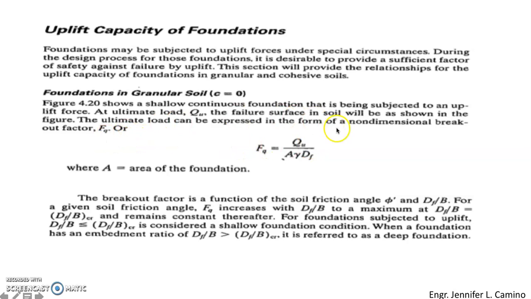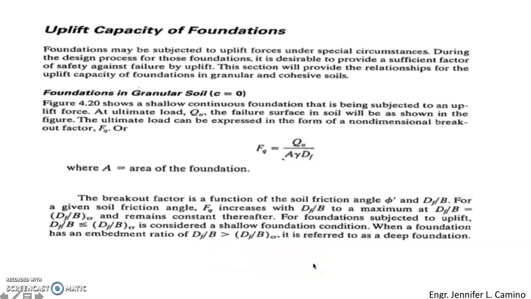For this, the ultimate load can be expressed in the form of a non-dimensional breakout factor denoted by F sub q, and this is the formula. The breakout factor is a function of the soil friction angle and the ratio between the depth of embedment and the width of the foundation. We have to take note that for a given soil friction angle, the breakout factor increases with the ratio D_f over B to a maximum at D_f over B equal to the critical value of D_f over B, and it remains constant thereafter.